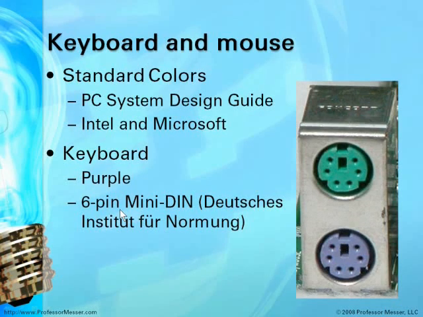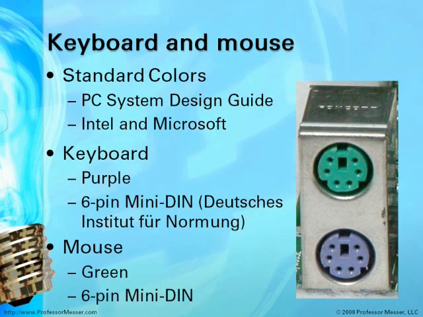That purple connection is a 6-pin, what we call a mini DIN. You can see the 1, 2, 3, 4, 5, 6 pins here, and it's a mini DIN. The DIN stands for the institute that named it, and it's in German, so we'll just call it a mini DIN here in the United States in English. When you see the mouse port, it looks exactly the same as the keyboard port, except it's colored differently. It's green, and it's also a 6-pin mini DIN.